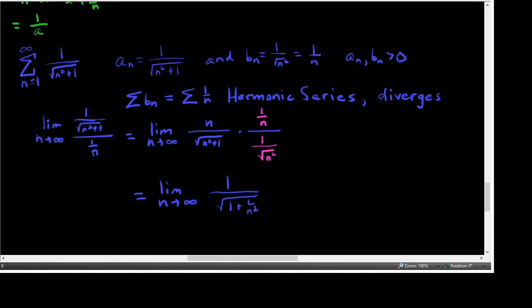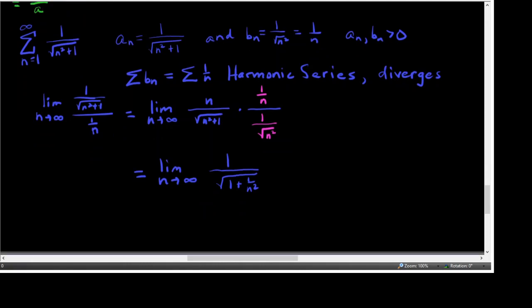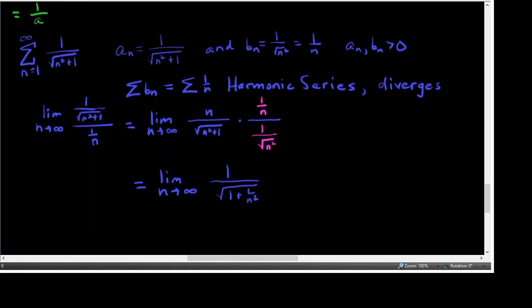And as n goes to infinity, that fraction 1 over n squared goes to 0. So this goes to 1 over the square root of 1 plus 0, which is 1. And that is a positive and finite number. And we need to say that by saying greater than 0.